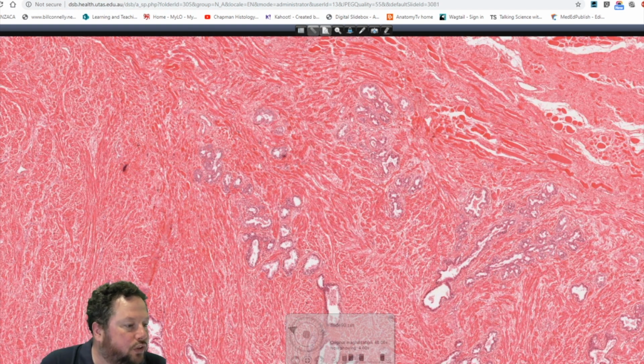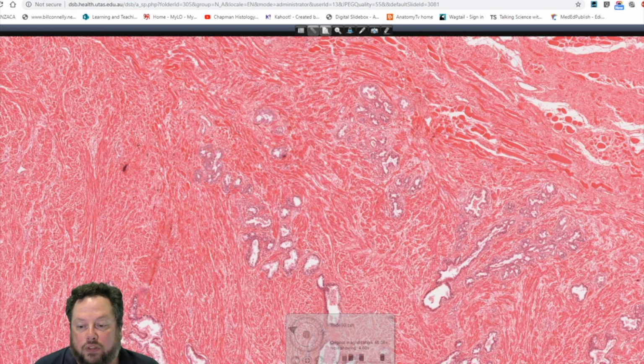Can you see the utricle in histosections? I haven't seen it personally, so I'm not exactly sure whether you can see that histologically.